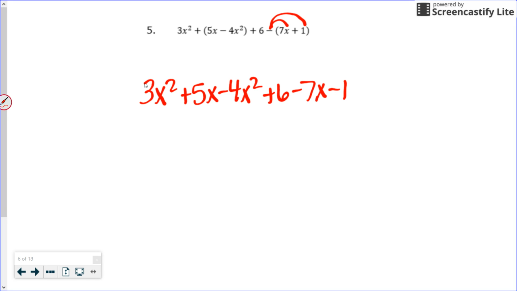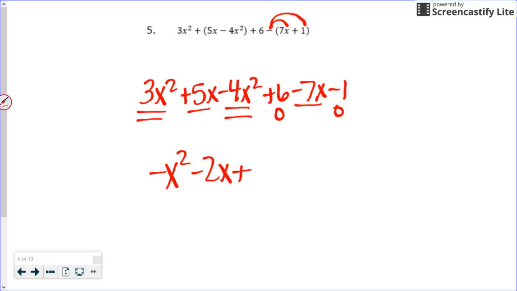Now I'm at the point where I can combine like terms. So I've got 3x squared minus 4x squared. 3 minus 4 is negative 1x squared. 5x minus 7x. 5 minus 7 would be negative 2x. And then 6 minus 1 would be 5.